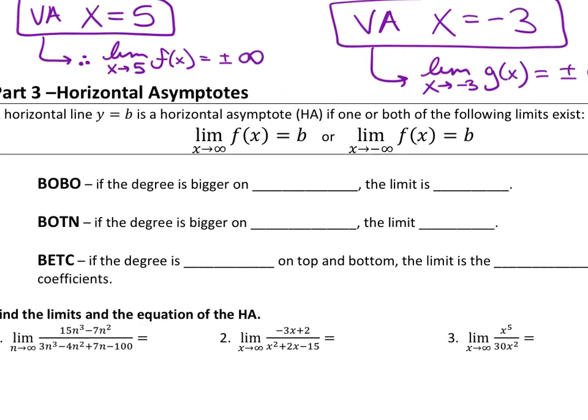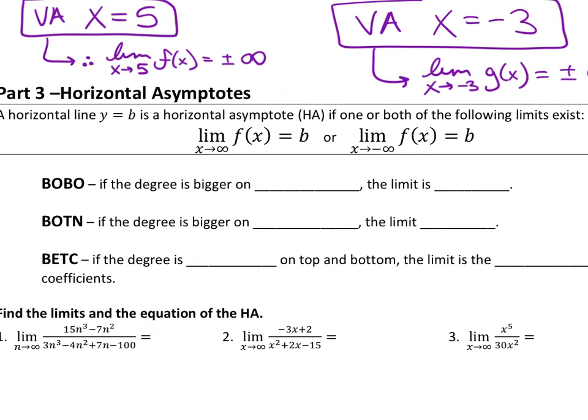Horizontal asymptotes. But applying it to calculus, we now have limits. A horizontal line, y equals b, is a horizontal asymptote if one or both of the following limits exist: if the limit as x approaches infinity, which means look on the right side of the graph, is equal to some number, or if the limit as x approaches negative infinity on the left side of the graph is equal to some number. But we have really nice acronyms that we've been using all year to talk about the horizontal asymptotes. They're BOBO, BOTN, and BETSY.